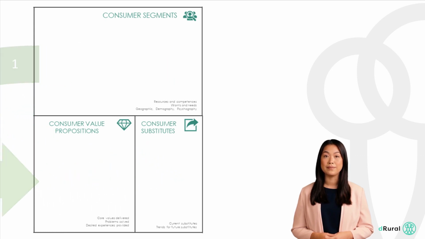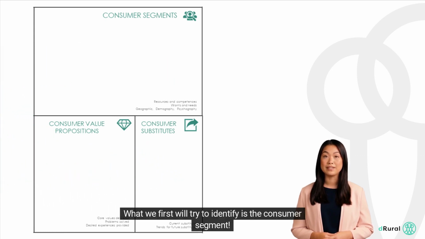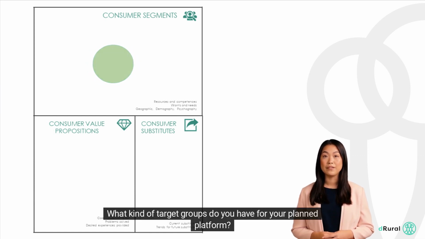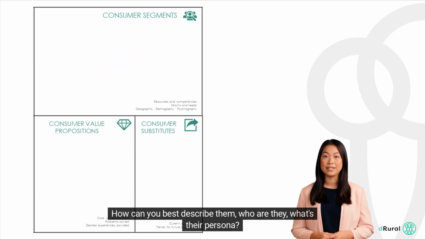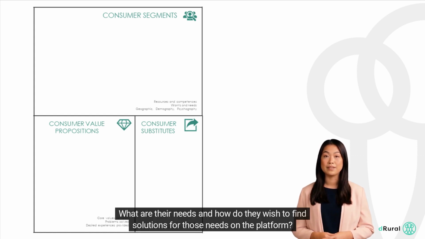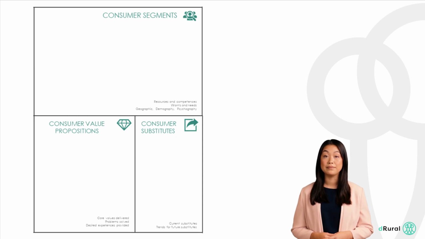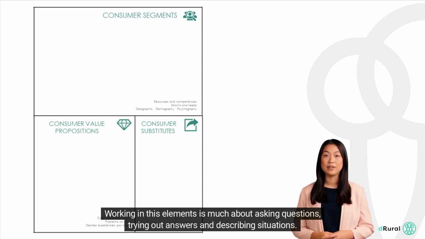Let's kick off. What we first will try to identify is the consumer segment. What kind of target groups do you have for your planned platform? How can you best describe them? Who are they? What's their persona? What are their needs, and how do they wish to find solutions for those needs on the platform? What is important for them? Where do they live? Working in these elements is much about asking questions, trying out answers, and describing situations.